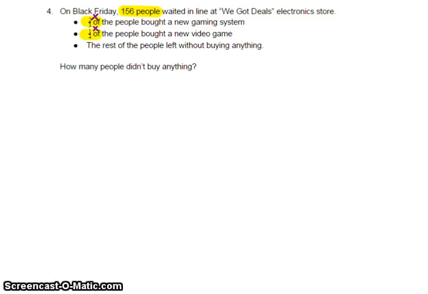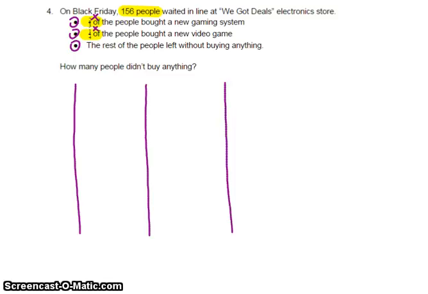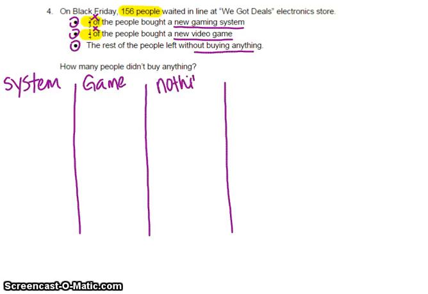So let's separate our problem so that we can separate our work. So I have 3 bullets here, so I want to go ahead and make 3 spots for some work. This first one says they bought a new gaming system, so I'm going to put system here. The next one says they bought a new video game, so I'm going to put game. And the last one says they didn't buy anything at all, so I'm going to put nothing. So now that I've organized my work, it's going to make it a lot easier for me not to get too lost. So I'm going to take that 156, and that's going to be my total, right? That's how much I started with. So I'm going to put 156 here.